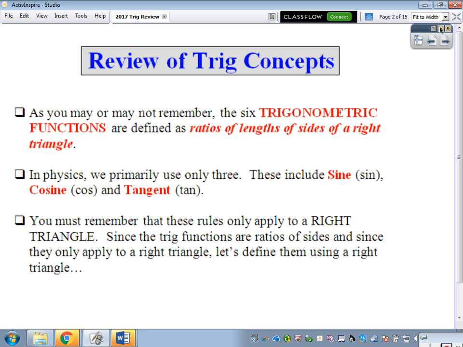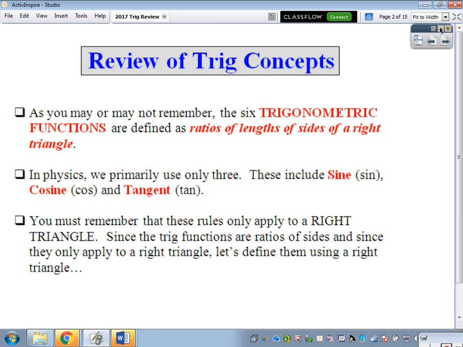As you may or may not remember, a trig function is defined as the ratios of the lengths of the sides of a right triangle. So by definition, it is a ratio, a fraction, of the lengths of the sides of a right triangle. We are creating fractions of sides of a right triangle: opposite over hypotenuse, opposite over adjacent, and adjacent over hypotenuse. We're about creating that ratio and making an equivalent value to it.